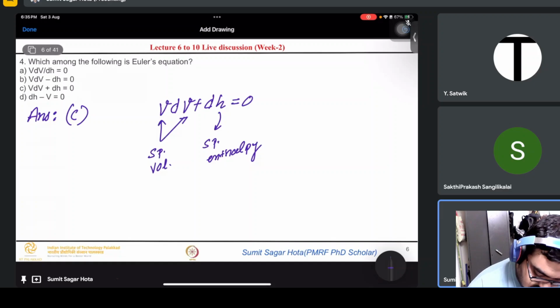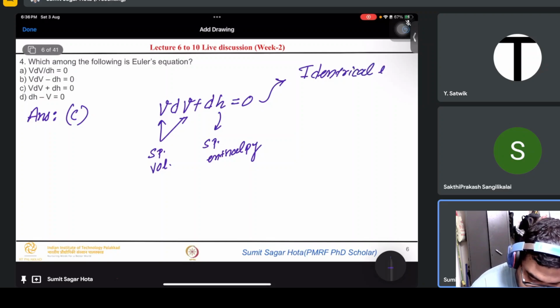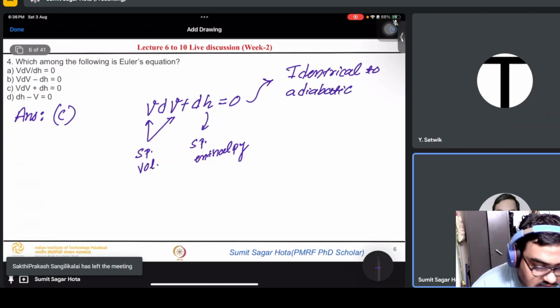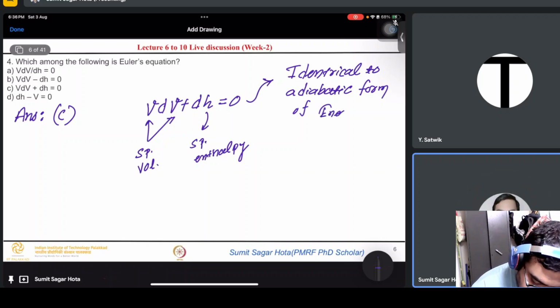How do we know this is Euler's equation? Because here there is no heat transfer term in the energy equation. So in an energy equation, if your heat transfer term is absent, meaning the adiabatic form of the energy equation, then that equation is called Euler's equation. A question can also be asked in this way.